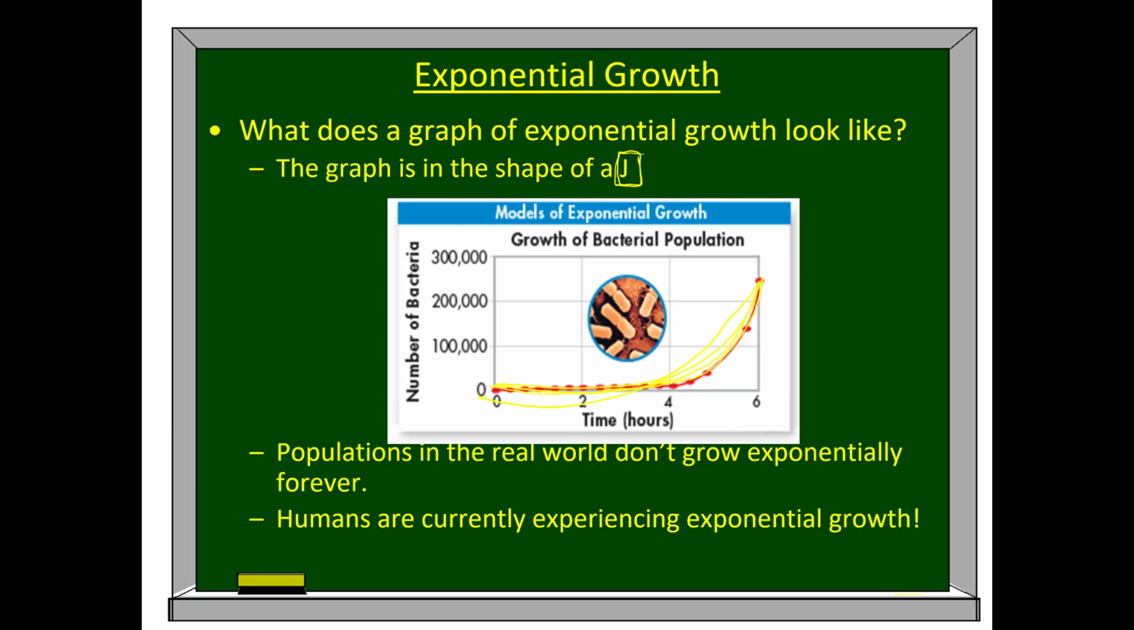Now, what that means is we have slower growth, and then eventually it ends up rapidly increasing, and our population exponentially grows really quick. We ourselves are actually experiencing exponential growth right now, and we have been for quite some time. And again, we'll look at that even more when we get into the human population section.